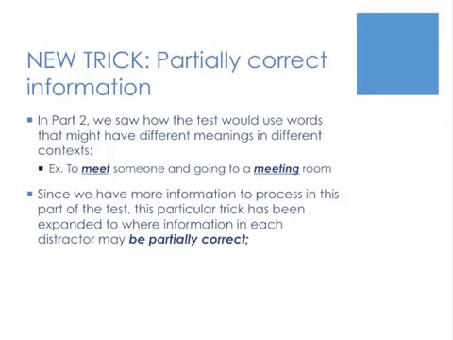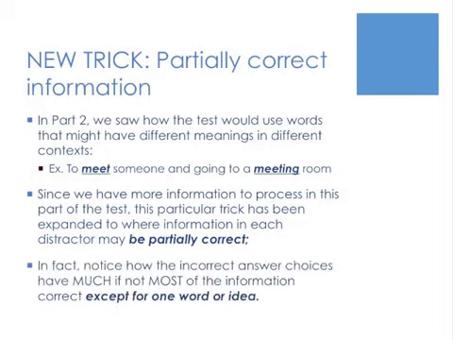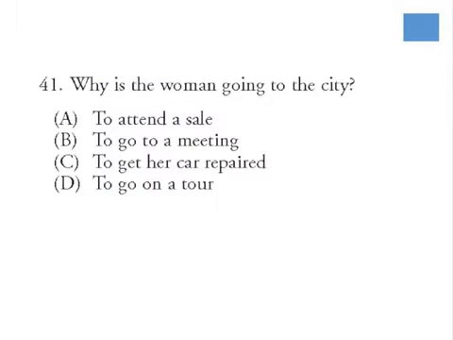So now in this particular part of the test, we've expanded this a little bit more. Since we have more information, now the idea might be that a distractor could have partially correct information. And in fact, notice that the incorrect answer choices have much, if not most, of the information correct, except for maybe one word or idea. Now, this is not true for every question, but many of them do.